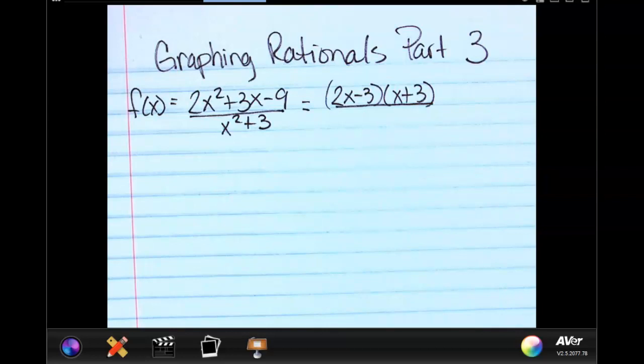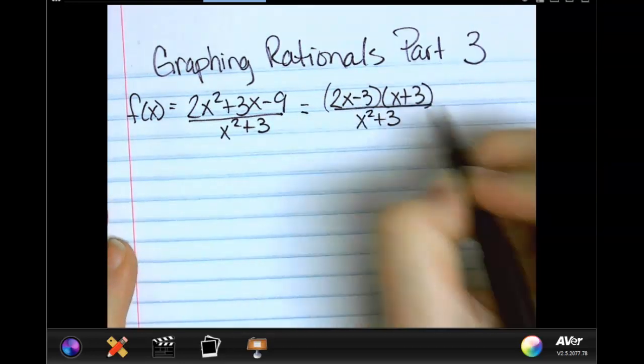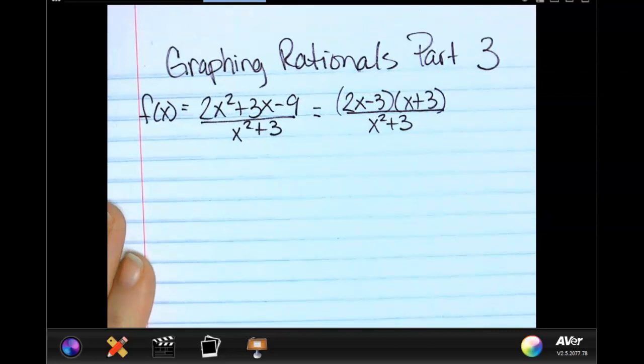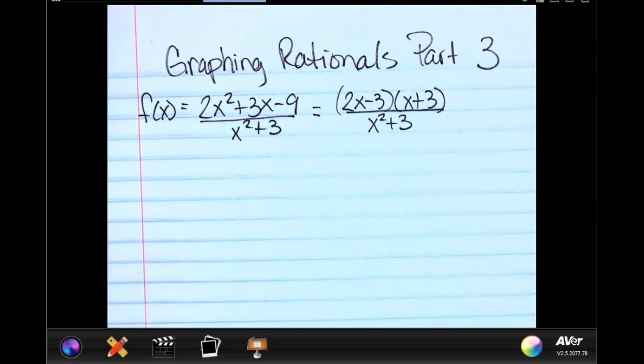Do y'all agree with my numerator? Can you factor the denominator? No. So it has to stay x squared plus 3. If you can't, you can factor out a 1, but that doesn't do you any good. The only time factoring out a 1 is going to do you any good is when you're factoring by grouping, but other than that, it's not doing any good.